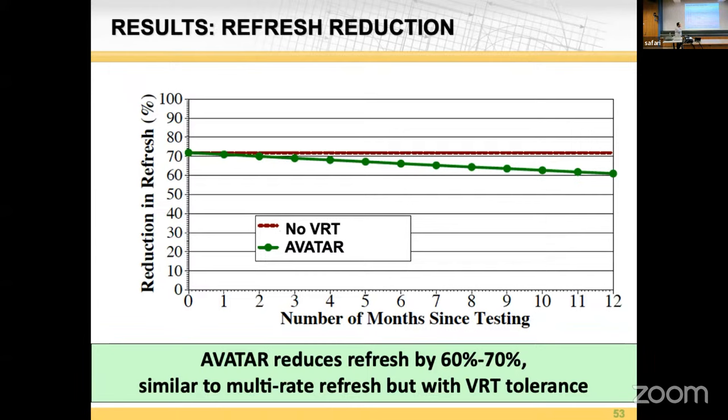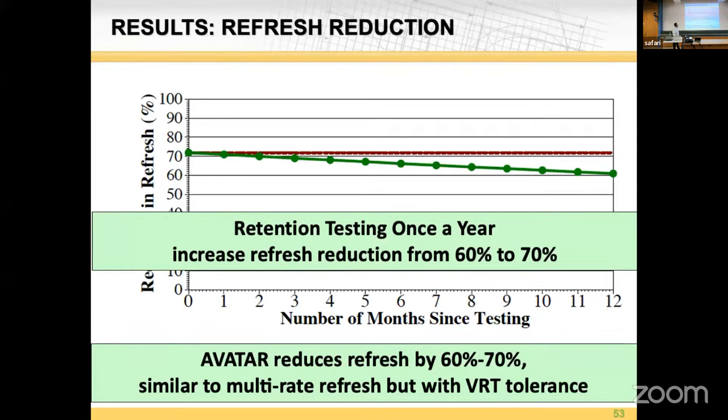So here we have the number of months since testing and the reduction in refresh percentage. Without VRT, you end up keeping this constant, right? And with Avatar, you need to reduce this. Well, not need to. It enables you to reduce this refresh. So it reduces refresh by like 60 to 70%, similar to multi-rate refresh, but with VRT tolerance. I hope it's clear. If you don't do this profiling and updating, you need to keep refreshing them more frequently all the time, right? But you can relax if you don't have errors.